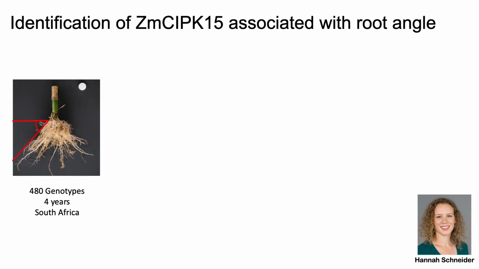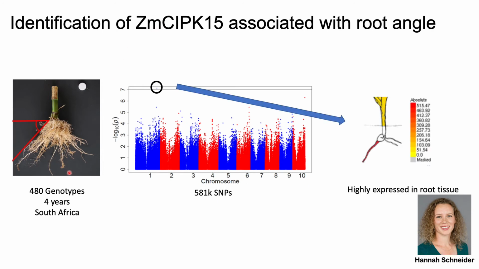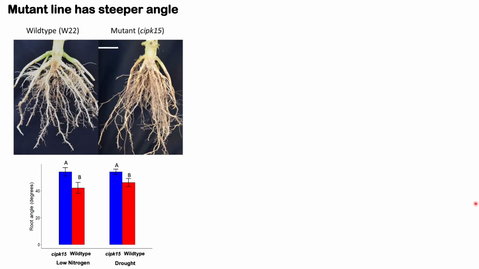After 4 years of phenotyping 480 maize lines in the field with shovelomics, we identified ZM-CIPK15 through GWAS as being associated with this phenotype. This gene is expressed in roots. Mutating this gene results in steeper crown root growth angle, as you can see here. Here's the data for root angle in the field under low nitrogen and drought, showing a steeper phenotype for the mutant.